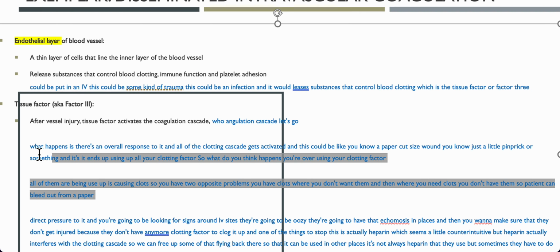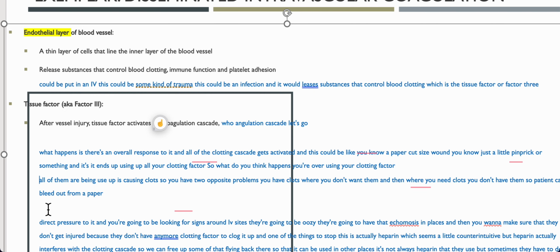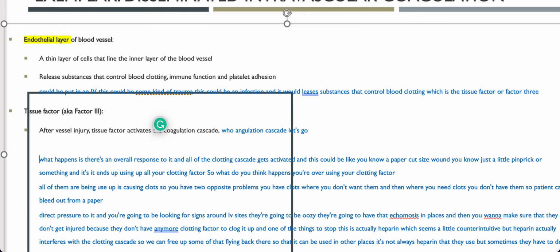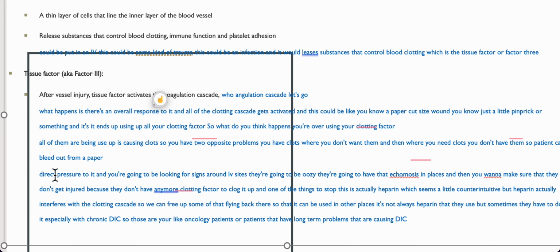You're overusing your clotting factor. All of them are being used up causing clots, so you have two opposite problems. You have clots where you don't want them, and where you need clots, you don't have them, so the patient can bleed out from a paper cut.